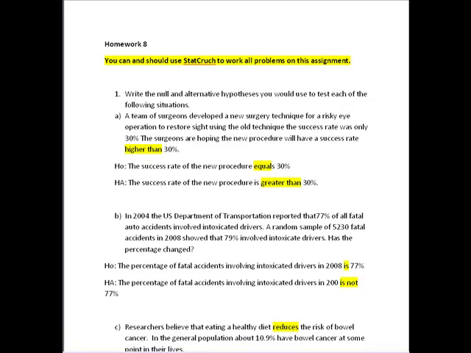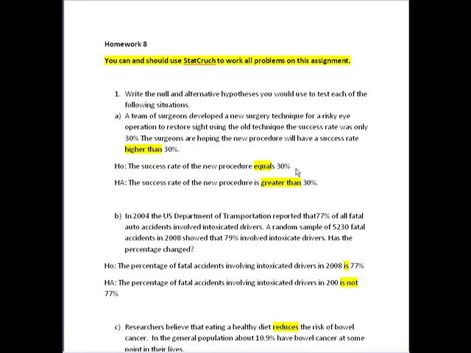The first problem. Write the null and alternative hypothesis you would use to test each of the following situations. A team of surgeons developed a new surgery technique for a risky eye operation to restore sight. Using the old technique, the success rate was only 30%. The surgeons are hoping that the new procedure will have a success rate that is higher than 30%. So it's about proportions. The proportion or the success rate for the new procedure equals 30%.